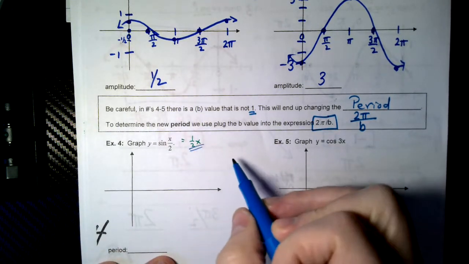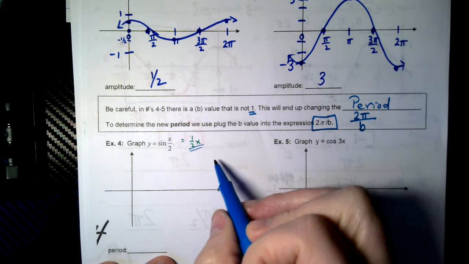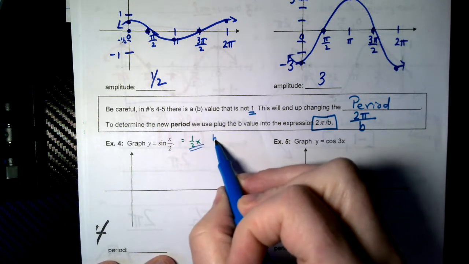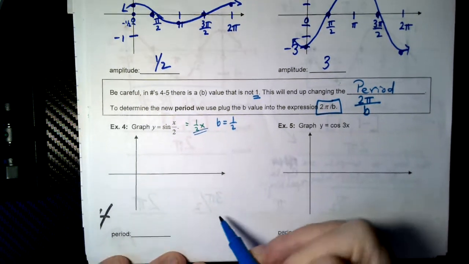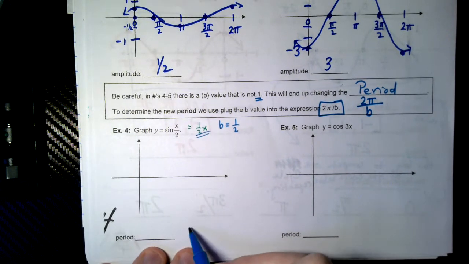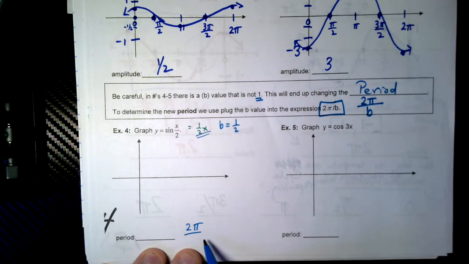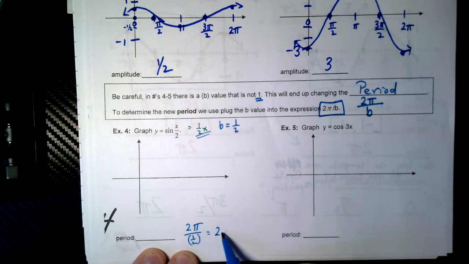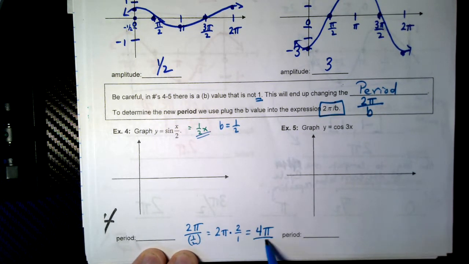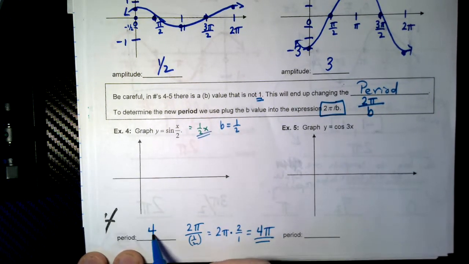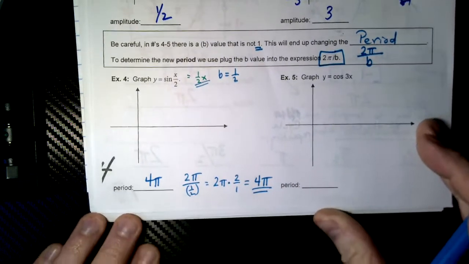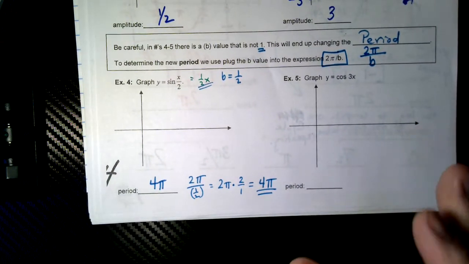Think of it as 1/2 x. All right, think of it as 1/2 x. And so b equals 1/2. To find the period length, you take 2 pi and you divide that by 1/2. And so what happens is you get 2 pi multiplied by the reciprocal, which is 2 over 1. And I get 4 pi is the period.